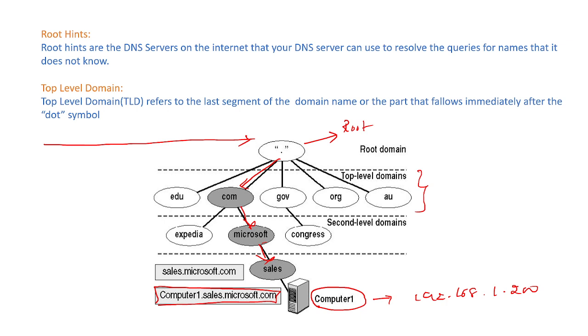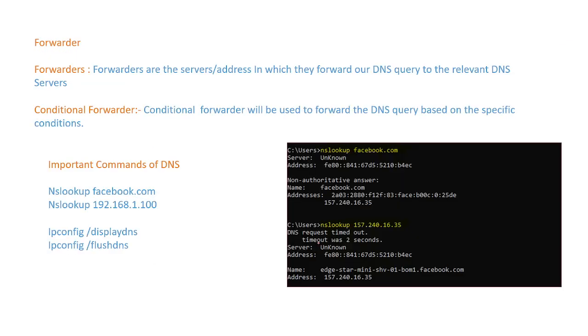If you are trying to browse a government website, see the same thing. It will go to the dot first, then it will go to the gov, and then the second level or third level domains, and then the resolution happens. This is how the root hints and the top level domains work. You should have a fair understanding of how this happens.